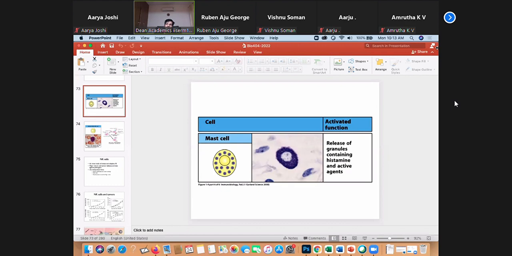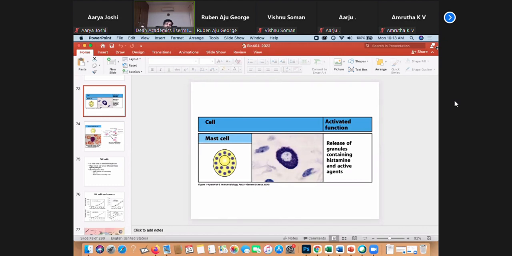For example, if someone is infected with worms like schistosomes, trypanosomes, you actually find quite a lot of eosinophils in the circulation. Mast cells as such are not. So basically, how do they contribute to allergic reactions?